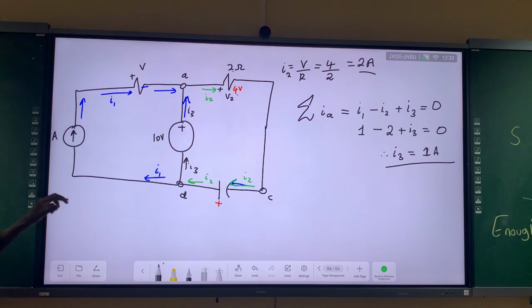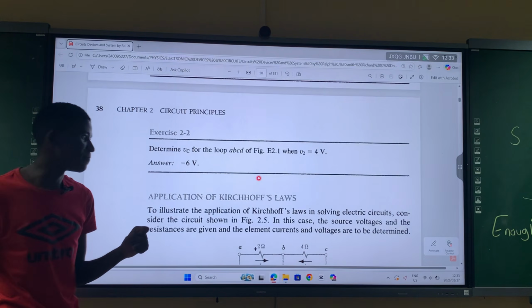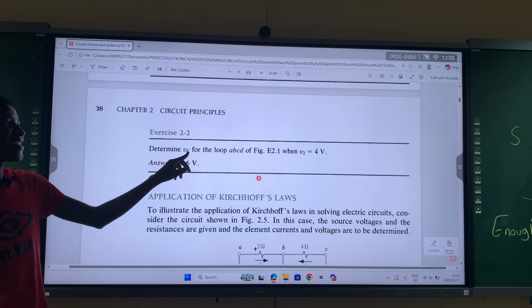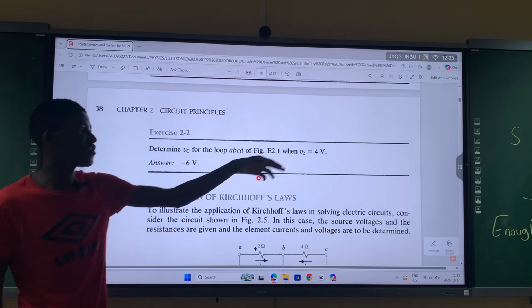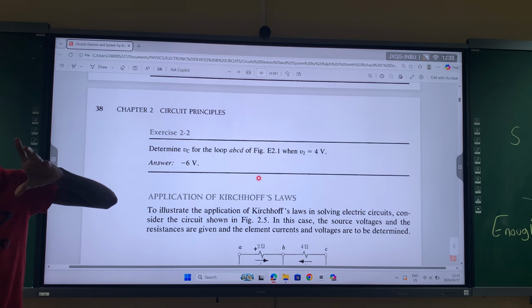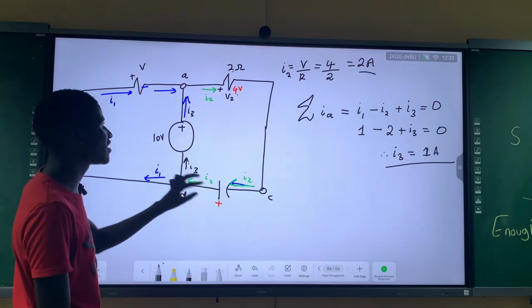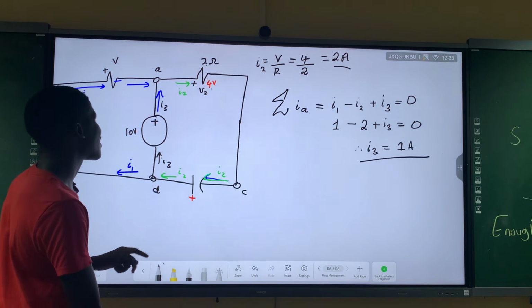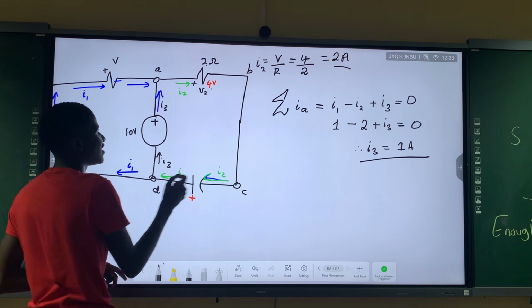Now let's look at part 2, which needs very much carefulness. Capacitor problem. Determine VC for the loop ABCD, when V2 is equal to 4 volts. So they want VC, the voltage across the capacitor, through the loop A, B, C, D.